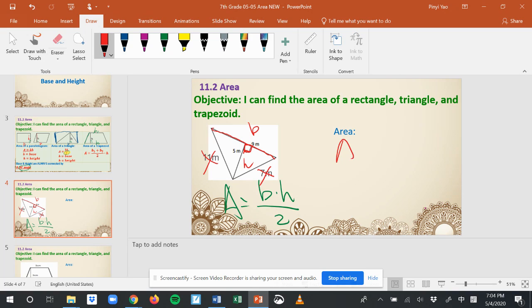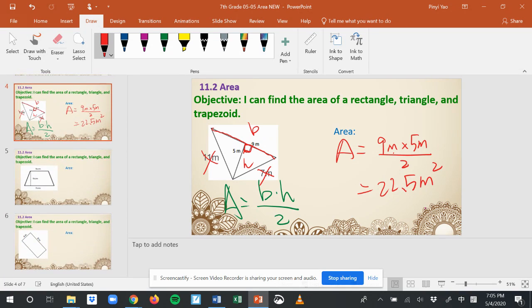So in order to calculate the area, we're going to use 9 meters times 5 meters and divided by 2. That would give you 22.5 meter squared. Don't forget this meter squared because we have meter times meter.